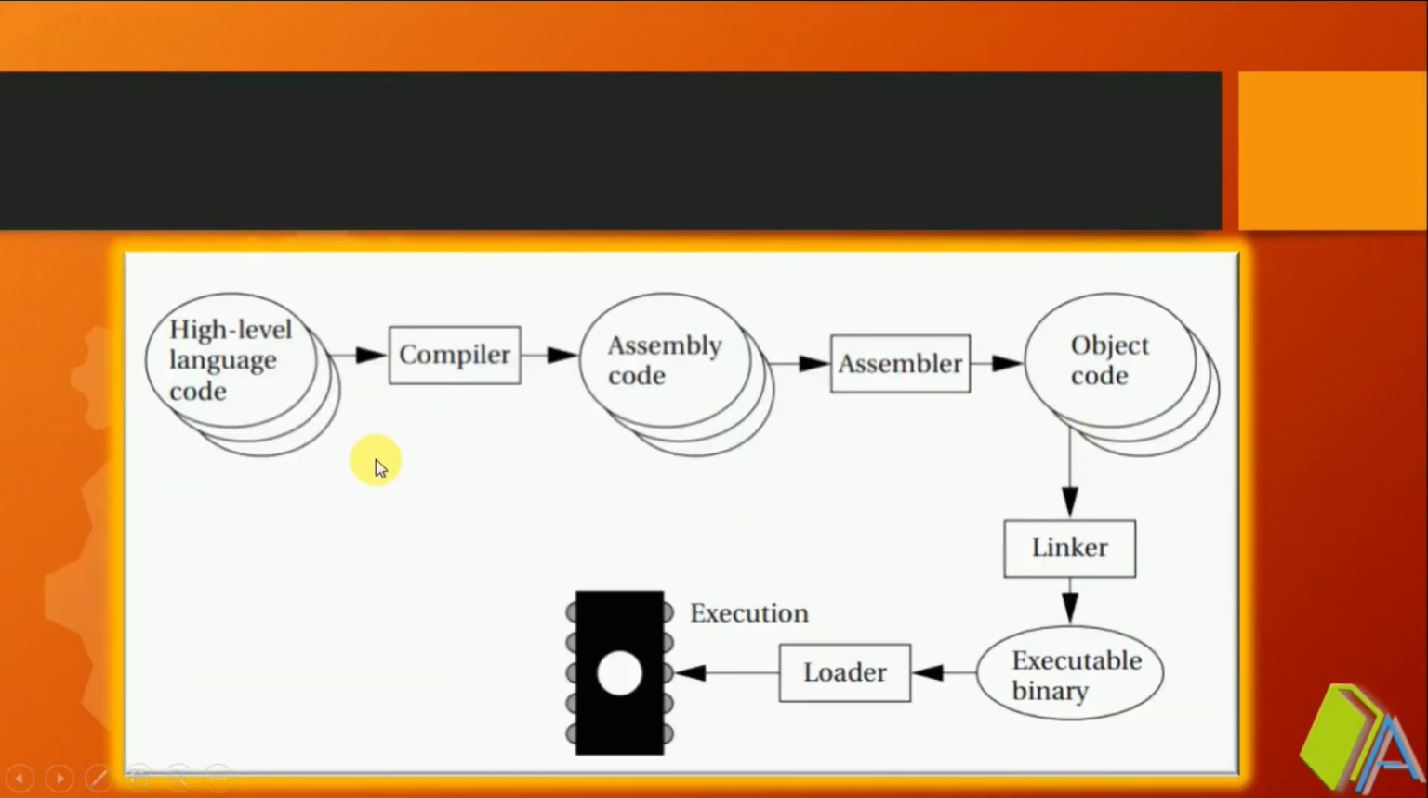So as a conclusion, we have seen how we can convert high-level code into assembly in the previous video. In this video we have understood how we can convert assembly code into executable binary and how it gets stored in the main memory.